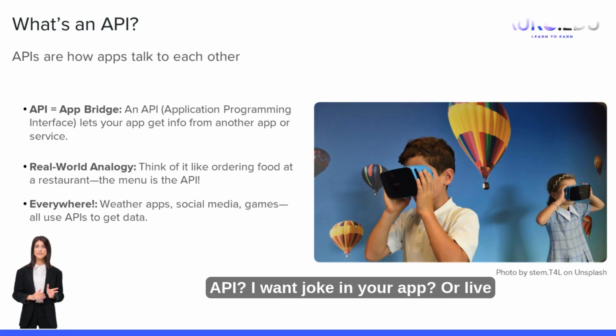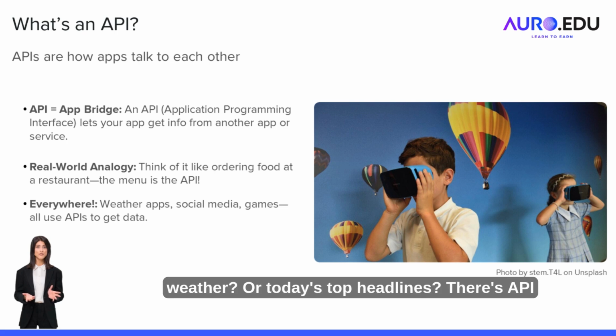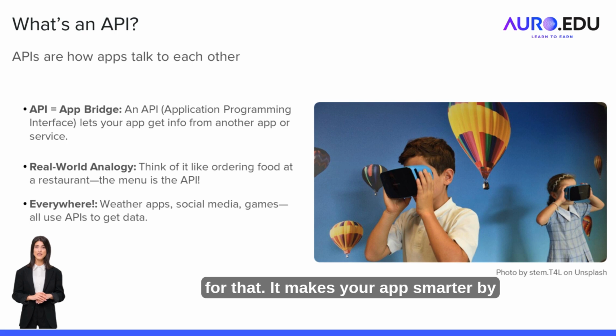What's an API? I want a joke in your app? Or live weather? Or today's top headlines? There's an API for that. It makes your app smarter by bringing in real-time info from the web.